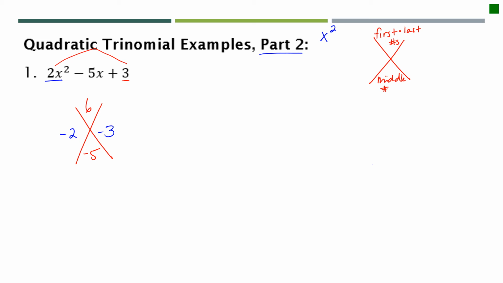Okay, so now what we're going to do is we're going to write it out. Now before I said that we split it in half, so you split that first term in half. We're not going to do that. We're sort of doing that. We're still going to have 2 parentheses.